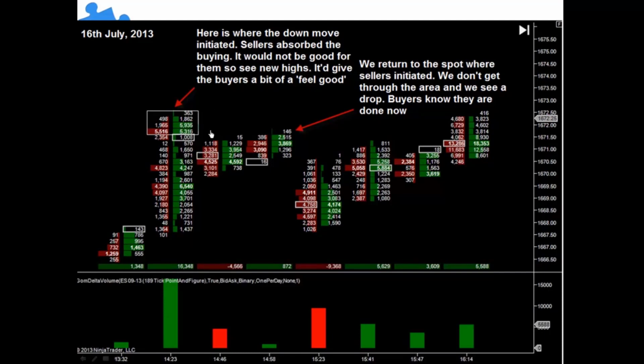Now, after moving down, we can see that on the move down, we didn't really see evidence that people have got stopped out. So as we move down, we move back up to this area here. We've got 5,000 on each side. We move back up there and just 146 contracts trade. Nobody wants to buy into that price. And then we start to move down.